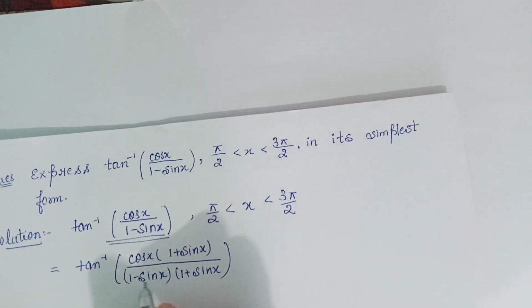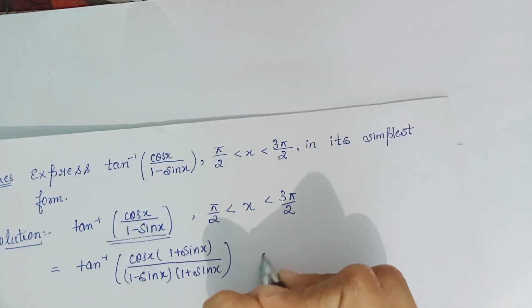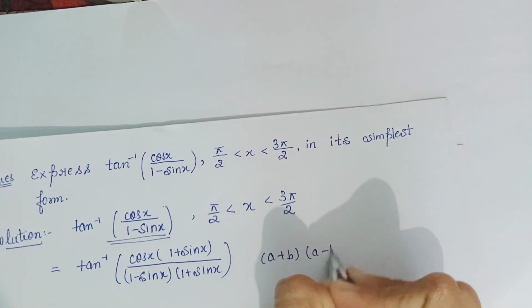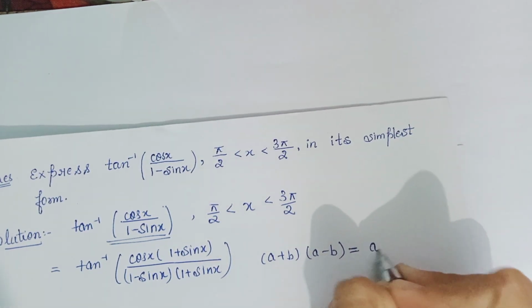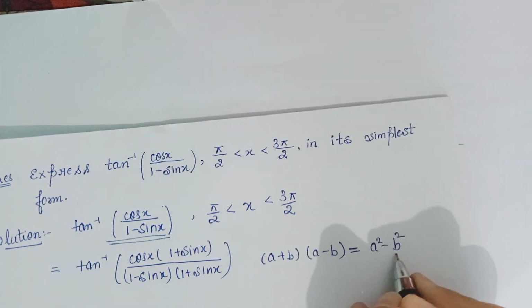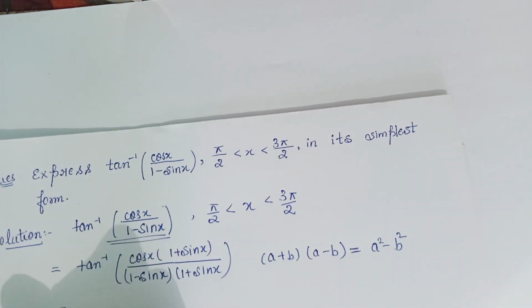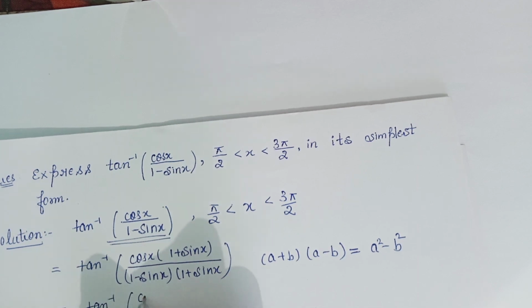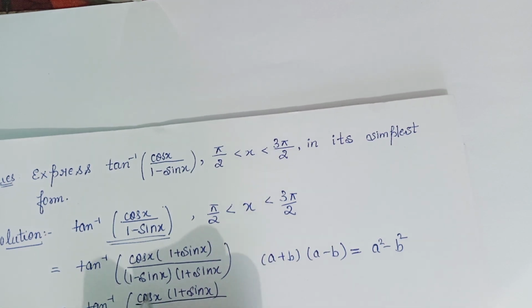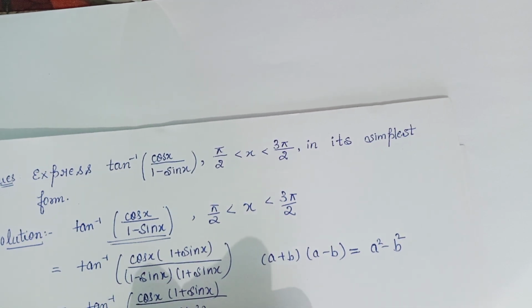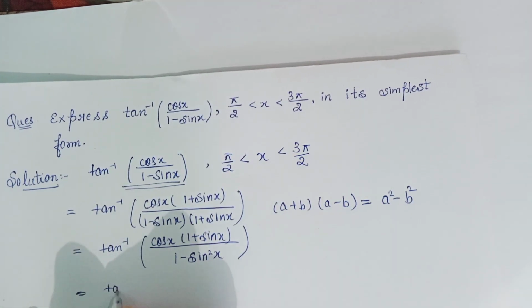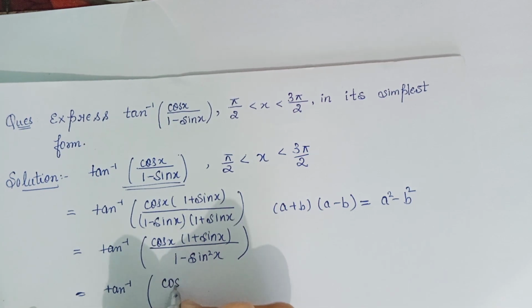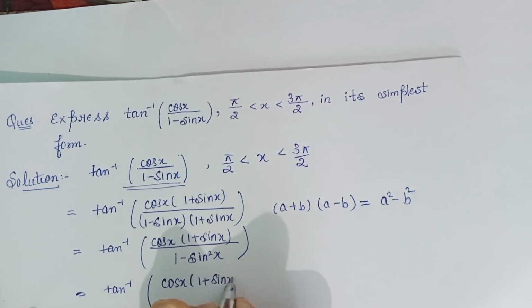Now when we look at the denominator, it is of the form (a plus b)(a minus b), and the formula of this identity is a square minus b square. So we will apply this formula here. It will become tan inverse, numerator will be cos x (1 plus sin x) upon, we can write it as, 1 minus sin square x. Now it will become tan inverse of cos x (1 plus sin x).